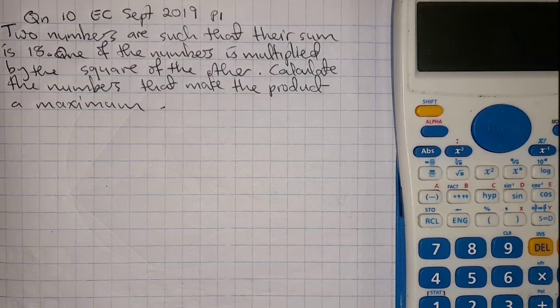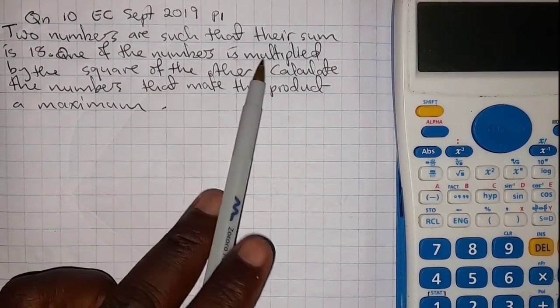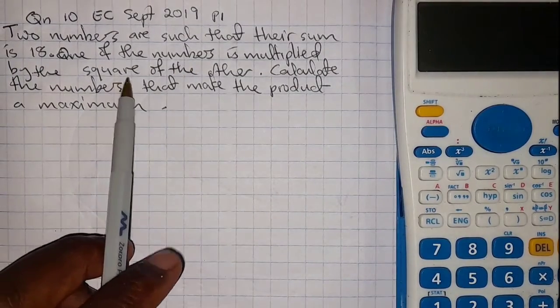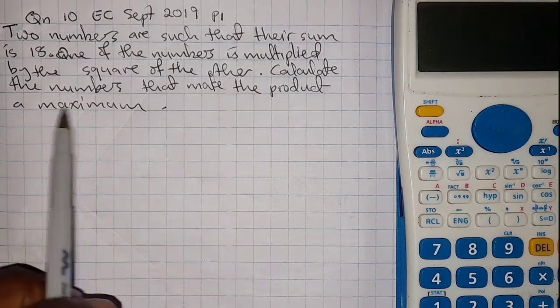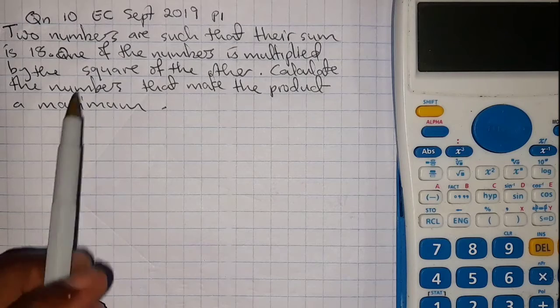Question number 10 from the past exam paper, Eastern Cape, September 2019, paper 1. This is application of calculus. The question says, two numbers are such that their sum is 18. One of the numbers is multiplied by the square of the other. Calculate the numbers that make the product a maximum.